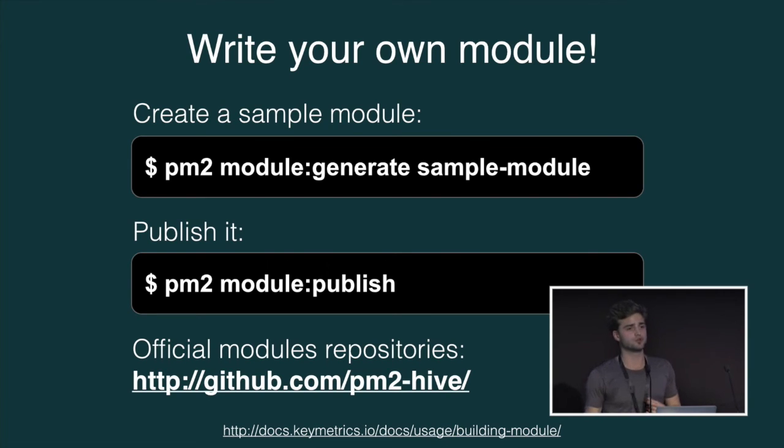So for example, it could be a chat. So you could do pm2 install pm2-chat, for example, and you will have a chat. It could be an SMTP server, DNS server, anything you want. And the official module repository is PM2 Hive. So there are already more than 20 modules.